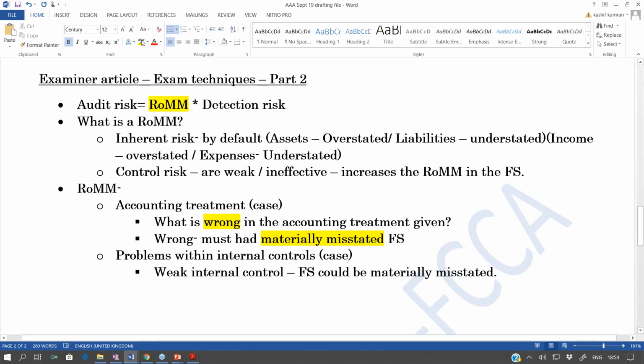Now, is everyone clear on that? Let's do the final part of the risk of material misstatement and then go to detection risk and then start on with the exam paper.